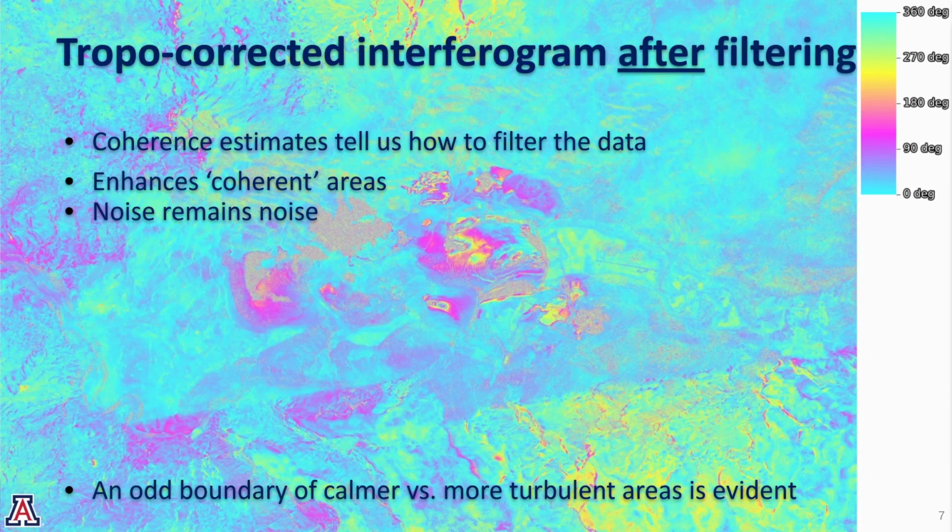And now here's our filtered interferogram. Notice how immediately more vibrant the data is. Features are crisper and hopefully real noise is still noise. The last thing we want to do is invent displacement. So what's next? Now the data is easier to look at, we can see an odd boundary which demarcates a calmer area in the center and more turbulent data near the edges.